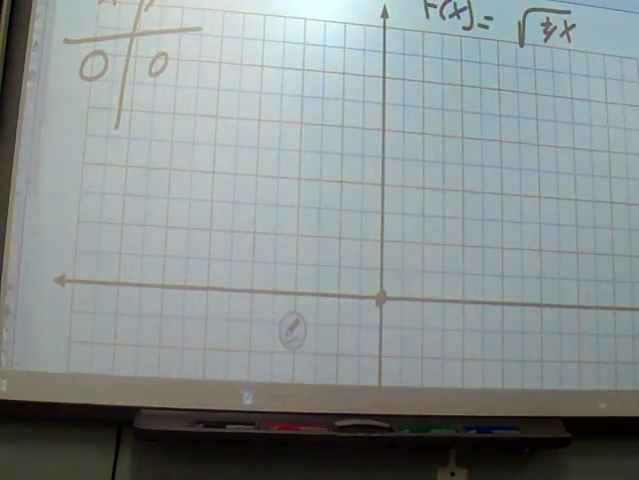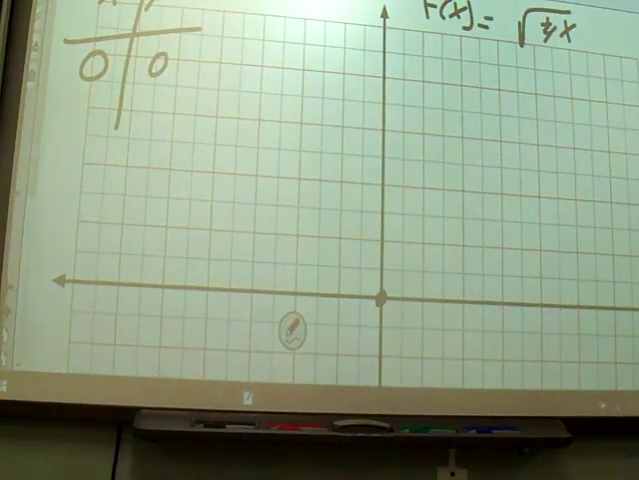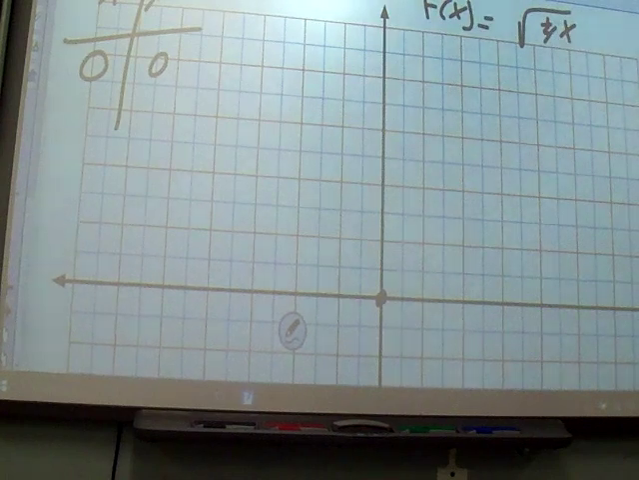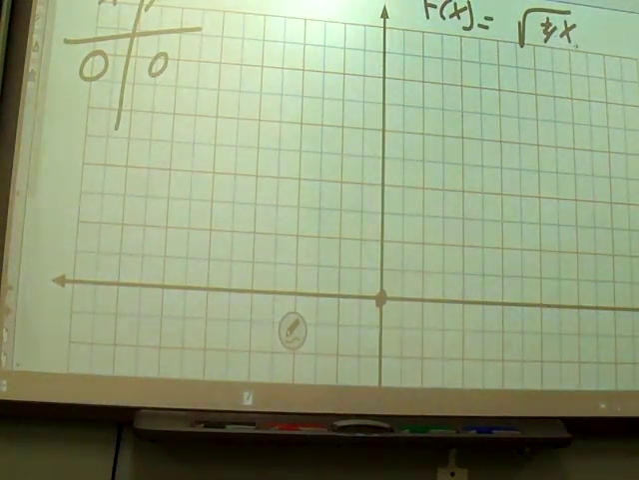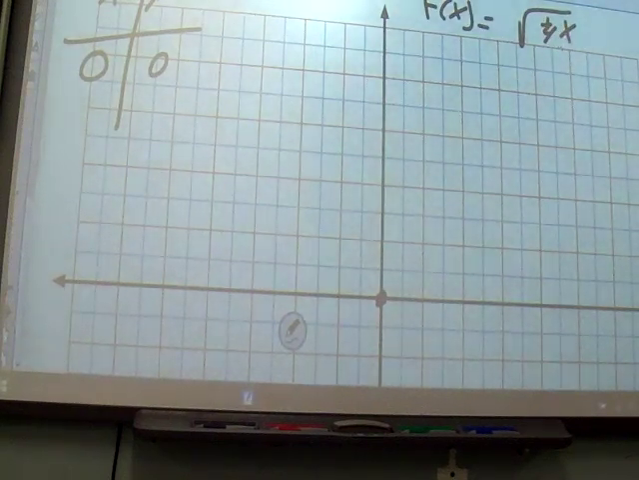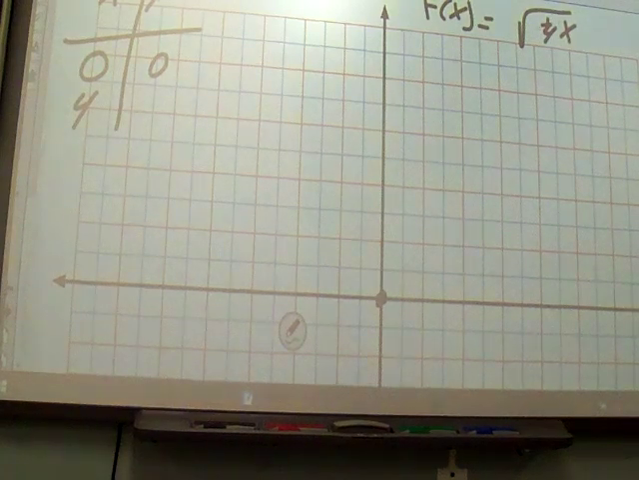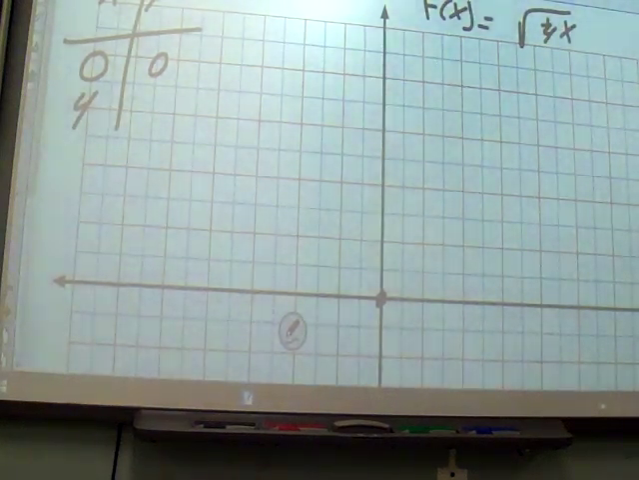Now, if I'm just picking random numbers to plug in, and the first thing I do when I plug a number in is multiply it by 1/4, it might be smart to pick multiples of 4, like 4, 8. Okay, so if I plug a 4 in, 1/4 times 4 is 1. Square root of 1 is 1.